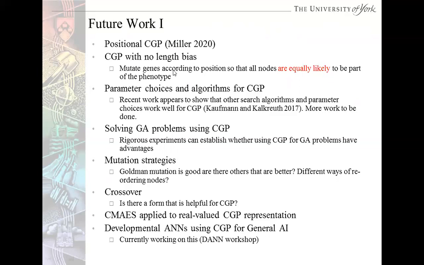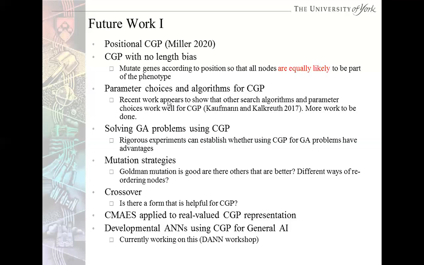Another idea is trying to remove the length bias in CGP by making all nodes equally likely to be part of the phenotype. I think this could be done with a different form of mutation. You just record how many times each node has been hit by mutation, and you make sure they all are roughly similar. So you go to ones that haven't been hit very often, and you hit those with a mutation. That could be tried.